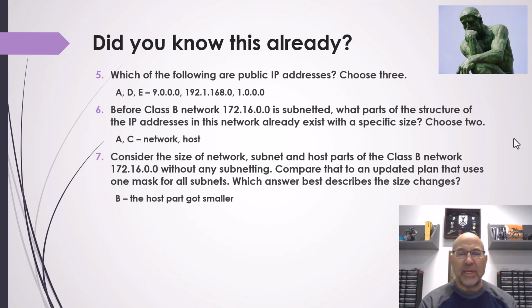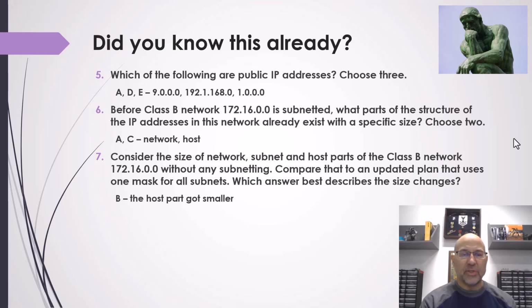Question number 6. Before Class B network 172.16 is subnetted, what parts of the structure of the IP addresses in this network already exist and with a specific size? So this is referring to the structure of the network itself. The answers there were A and C. This is a little bit of a tricky question. So the network and host portions are already there, and we're going to manipulate this by putting a subnet field in there and determining what the addresses are.